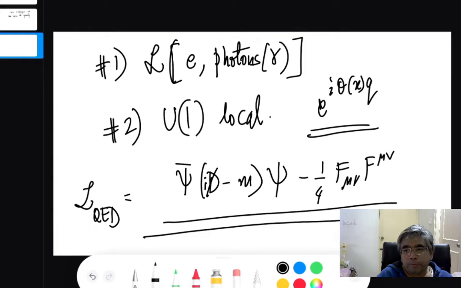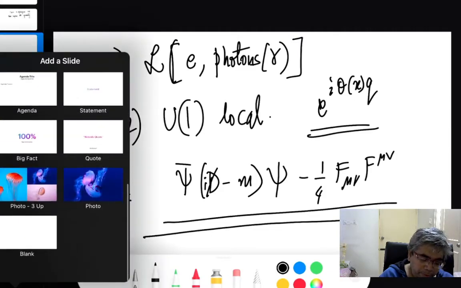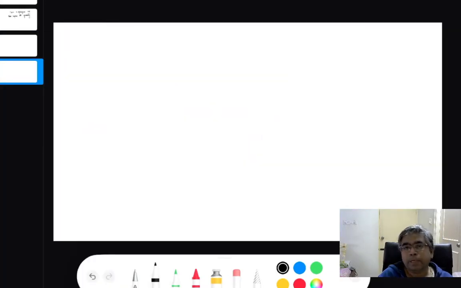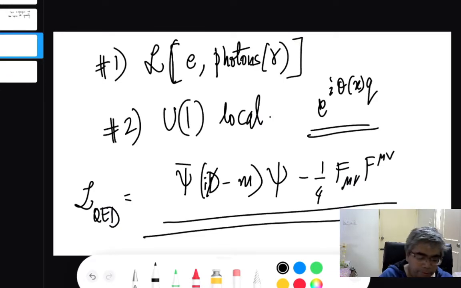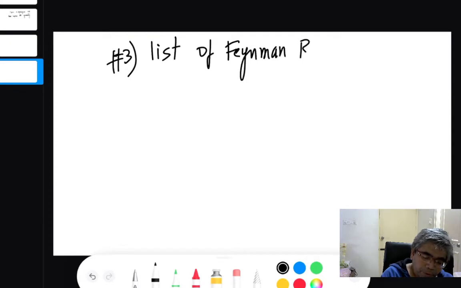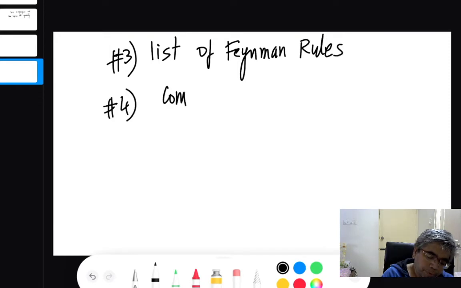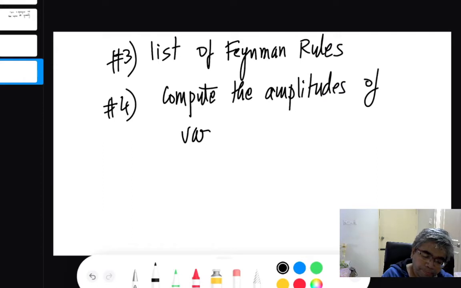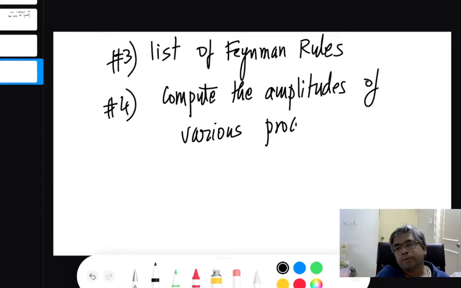Now the next step would be to get from this Lagrangian the Feynman rules. The Feynman rules are not something independent. They come from this Lagrangian. So given this Lagrangian, you get all your Feynman rules. Step number 3 is the list of Feynman rules from the Lagrangian, and then you can directly compute the amplitudes of various processes.